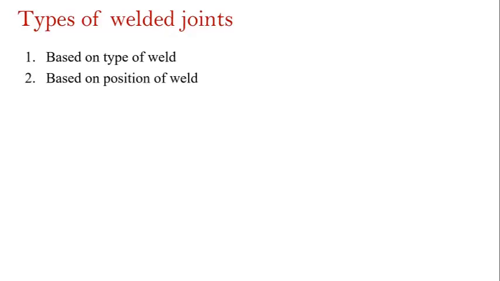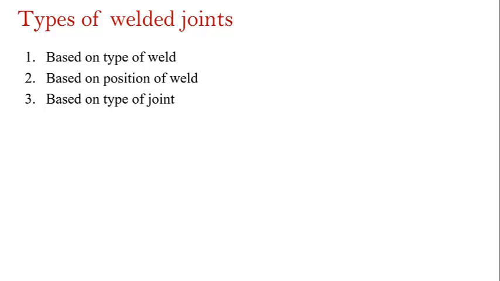Now the next thing is, let's discuss the different types of welded joints that are available to us. Based on various categories, we have different types of welded joints. The first one is based on type of weld, the second is based on position of the weld, and the third is based on type of joint. These are the three broad classifications of welded joints.